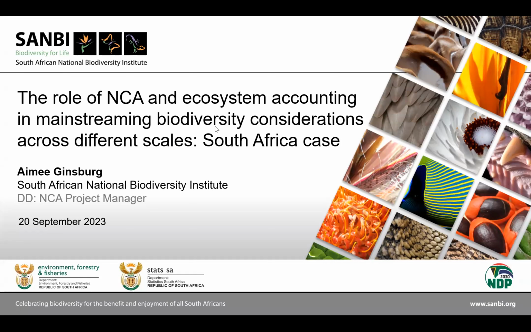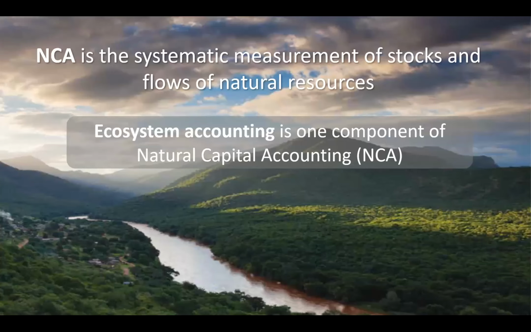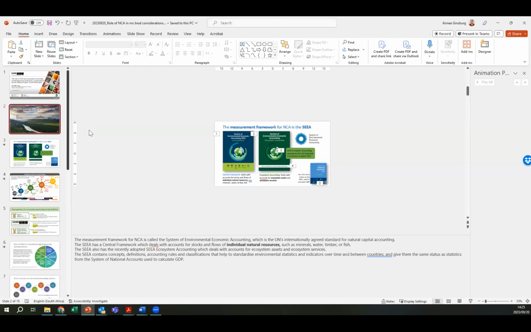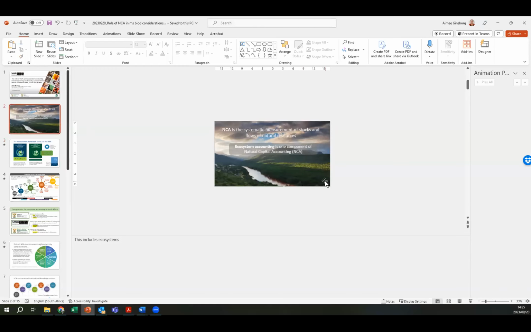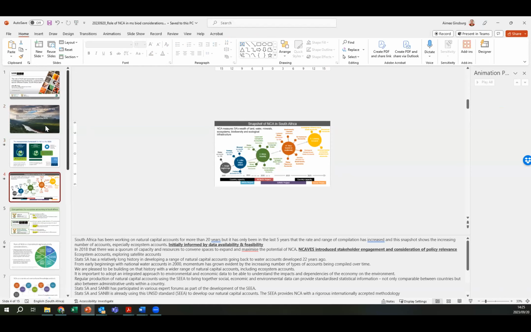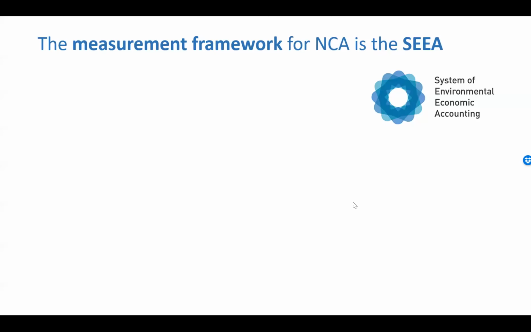So let me dive in. Sorry, it's not moving. There we go. So natural capital accounting, we all know, is a systematic measurement of stocks and flows of natural resources, and ecosystem accounting is one component of that. Oh, goodness, sorry about that. I didn't realize that I had voice notes on this, so I'm just going to quickly turn those off. Apologies, because that just won't work. Let's just start that again. All right. Can you see my screen? Yes, we can, Amy.